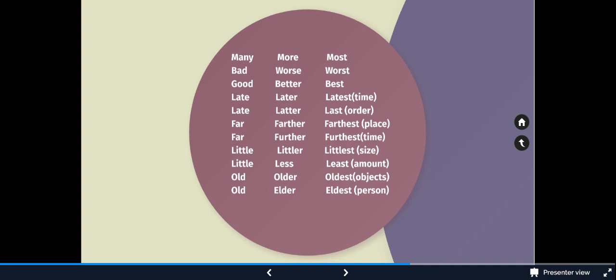Old, older, oldest, if you're talking about objects. If you're talking about people, we use elder in comparative degree and eldest in superlative degree.